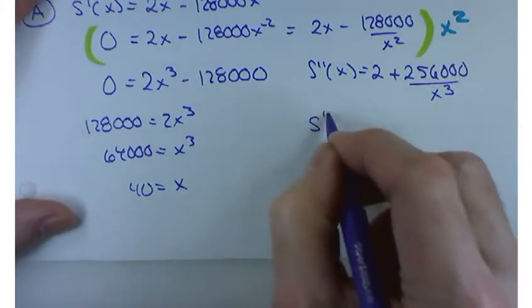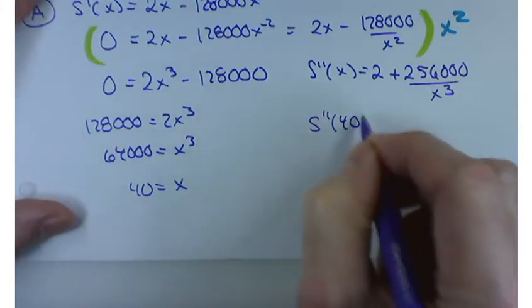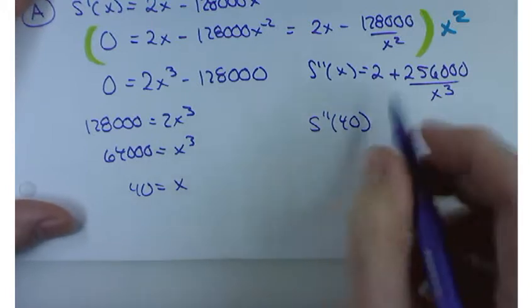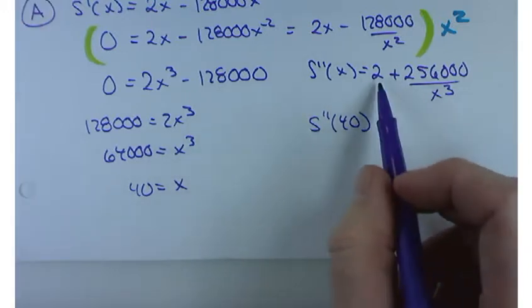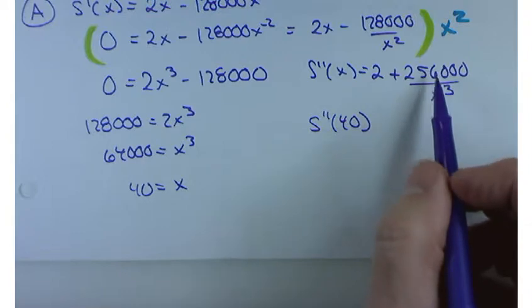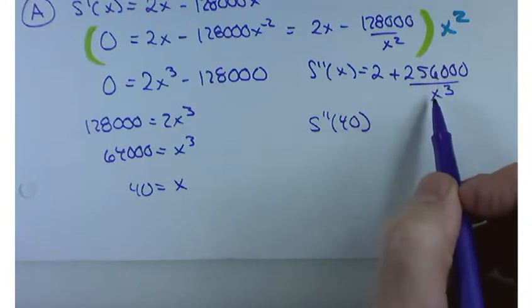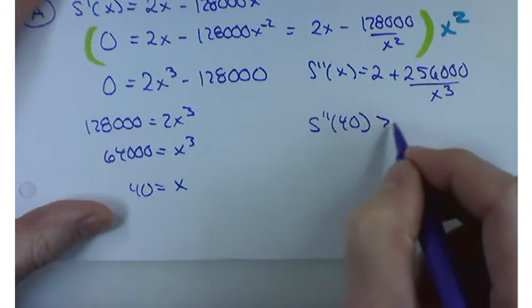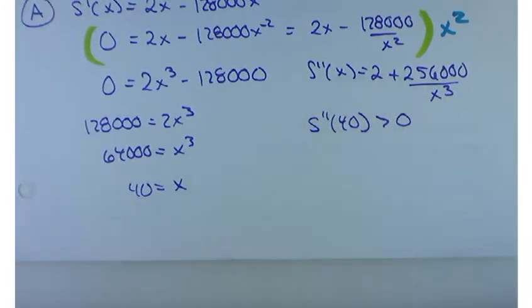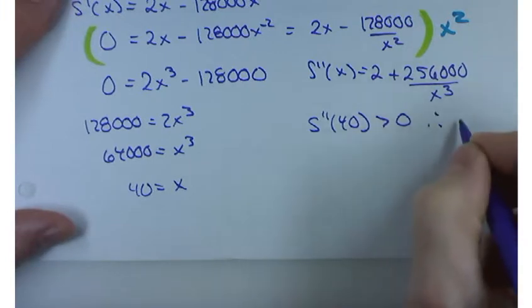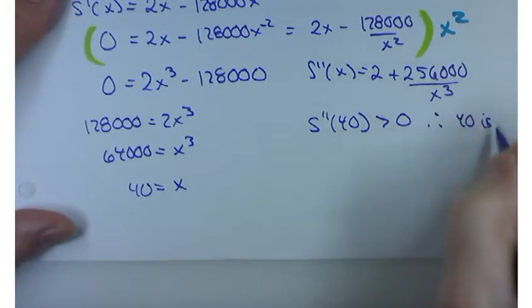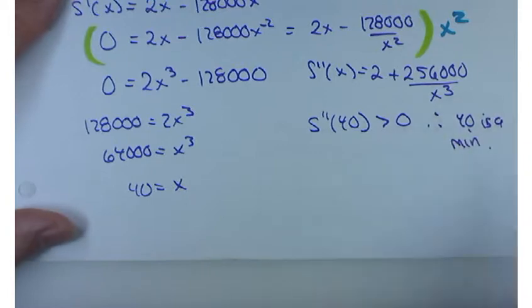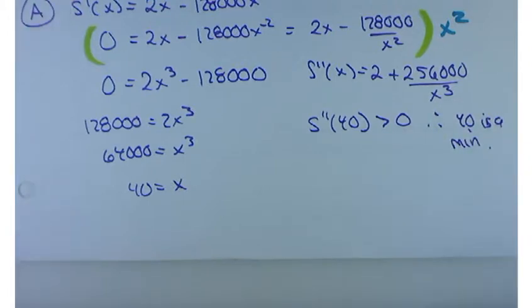Now, I'm not actually going to calculate this out. S double prime of 40, well, this is positive, and 256,000 divided by 40 cubed is also going to be positive. So what's that say about our critical point then? The shape here is concave up, so this has to be a minimum. So therefore, 40 is a minimum. Nice.